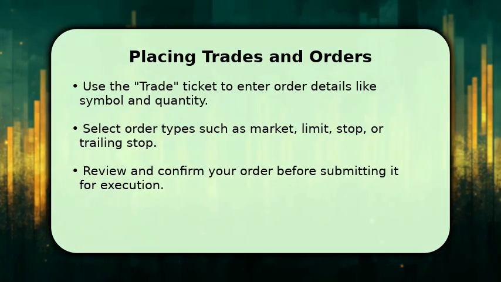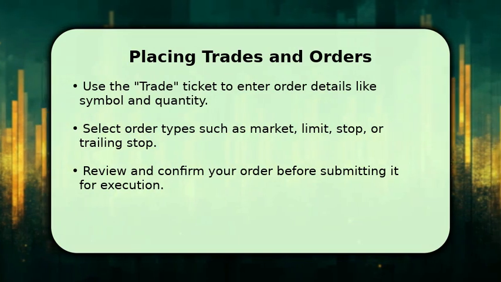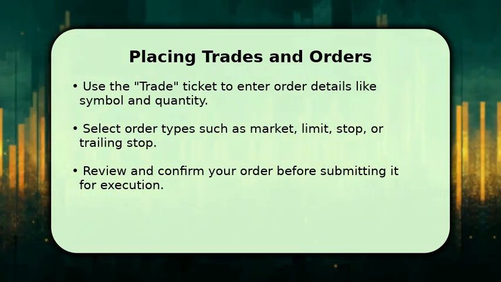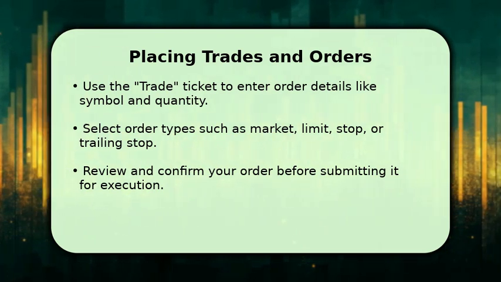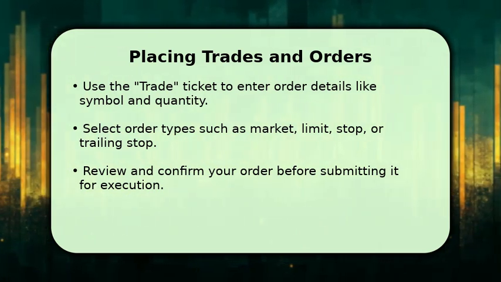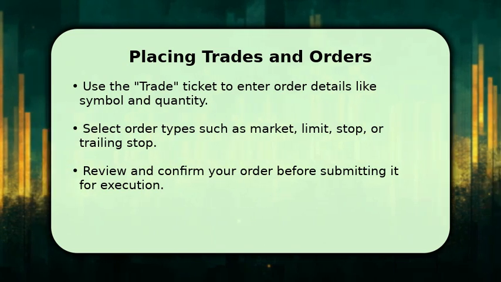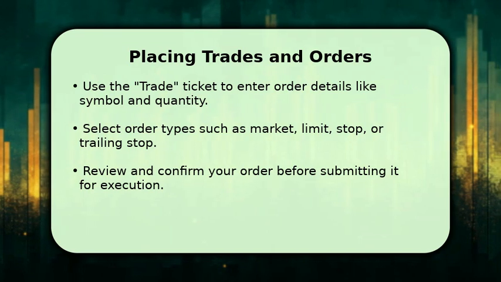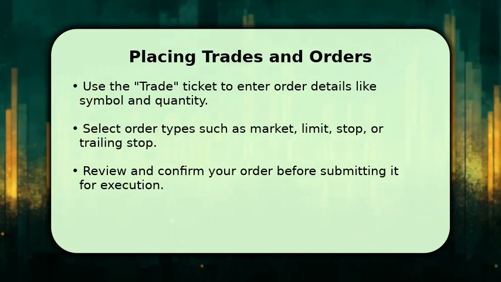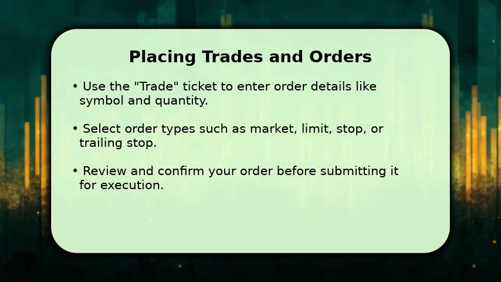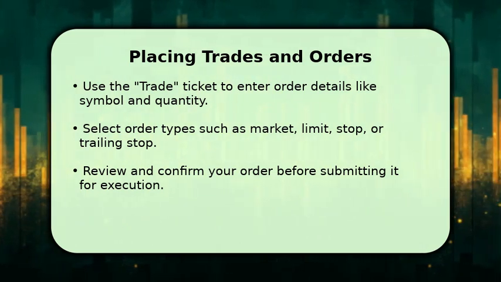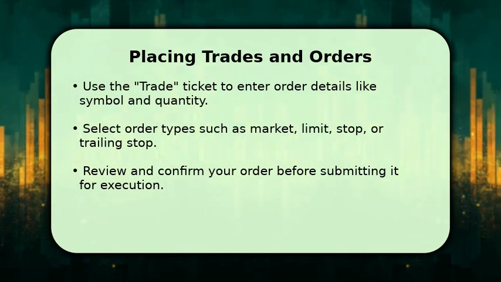Placing a trade in Active Trader Pro is efficient. Open the trade ticket, enter the stock symbol, and specify the number of shares you wish to buy or sell. Choose your order type, whether it's a market order for immediate execution or a limit order to control your price. You can also set advanced conditions like good till canceled. Always double-check all details before clicking place order to ensure accuracy and avoid errors in your transactions.